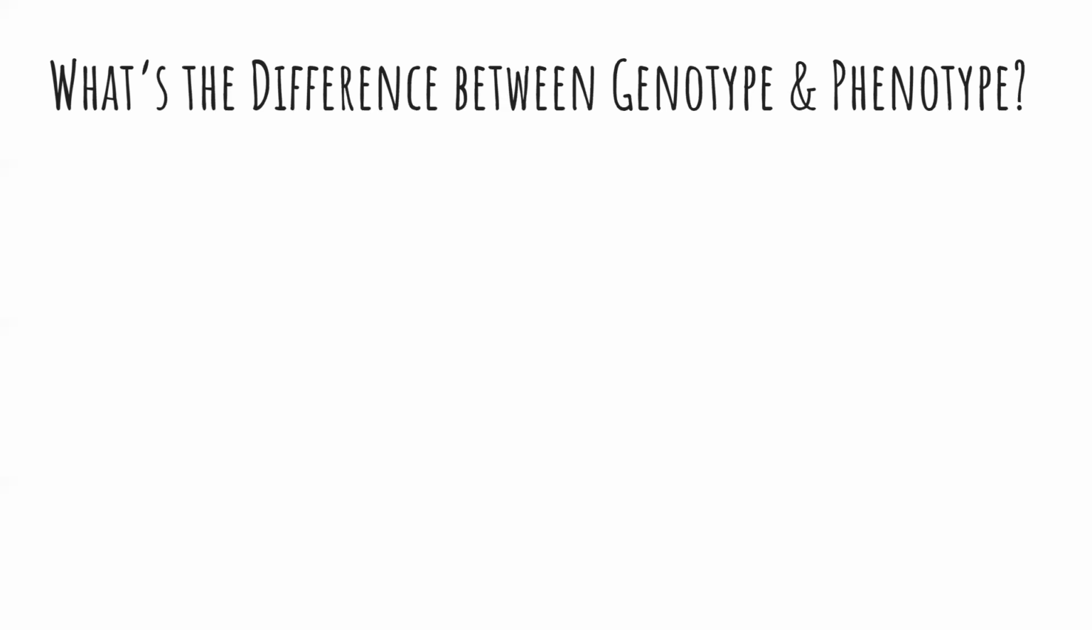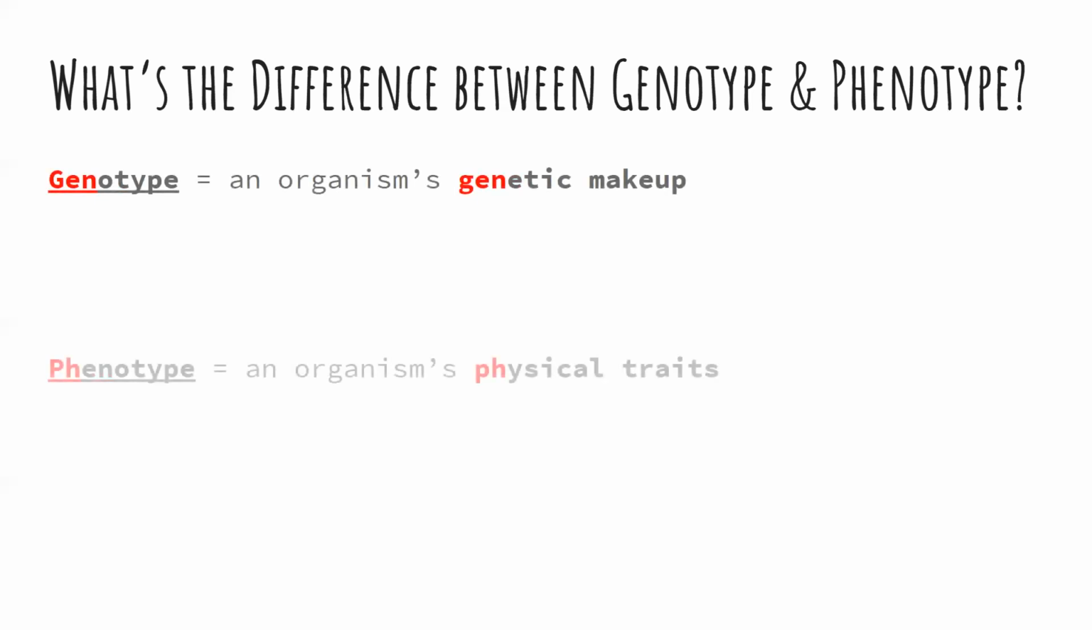So you heard me say genotype and phenotype at the beginning of this presentation, and you even heard me say it in the last slide. But what the heck is a genotype? Well, a genotype is an organism's genetic makeup, whereas a phenotype is the organism's physical traits, what we can actually see.